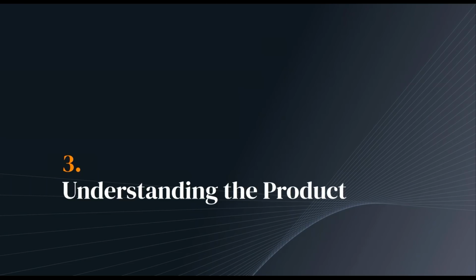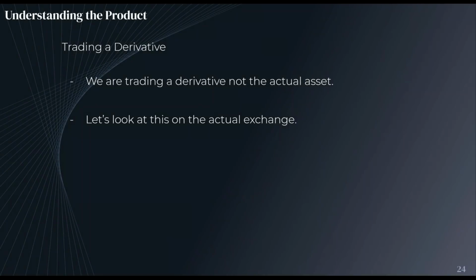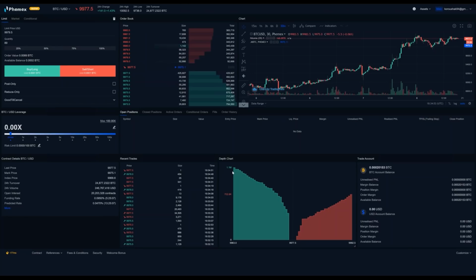So following on from that, let's start by making sure we understand the product we're trading. And the product I'm going to explain is what we trade on Femex, which is a derivative and not the actual asset itself. Let's take a look at this on the actual exchange and explain a bit more about it. Here I'm using a testnet account to show you guys the exchange and all the different features it has.